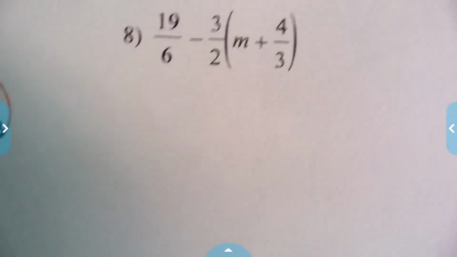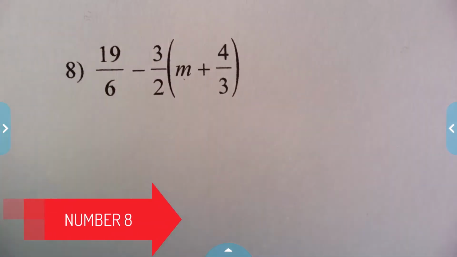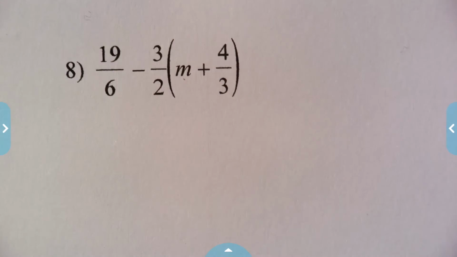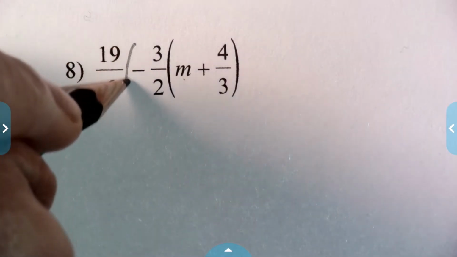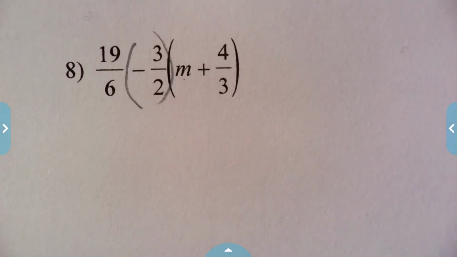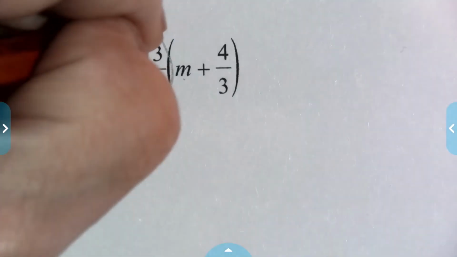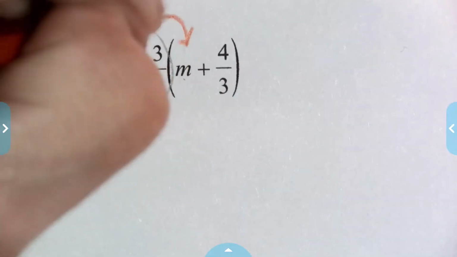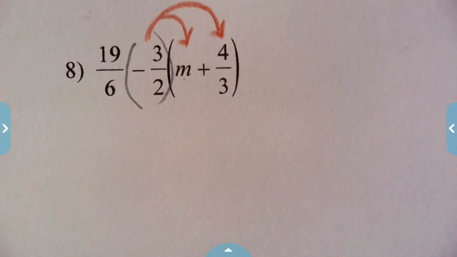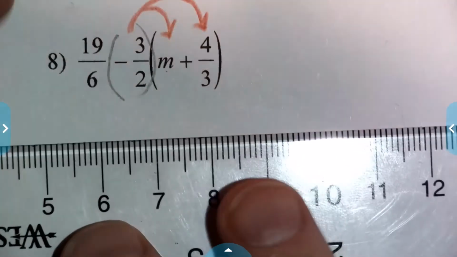All right, here we are with number 8. Number 8. So I'm going to go ahead and put a little bracket around the -3/2 so that we know we're distributing the negative sign with the 3/2. And that'll be times m, and then times 4/3, okay? The 19/6, it can just hang out for a second. All right, let's get to work.